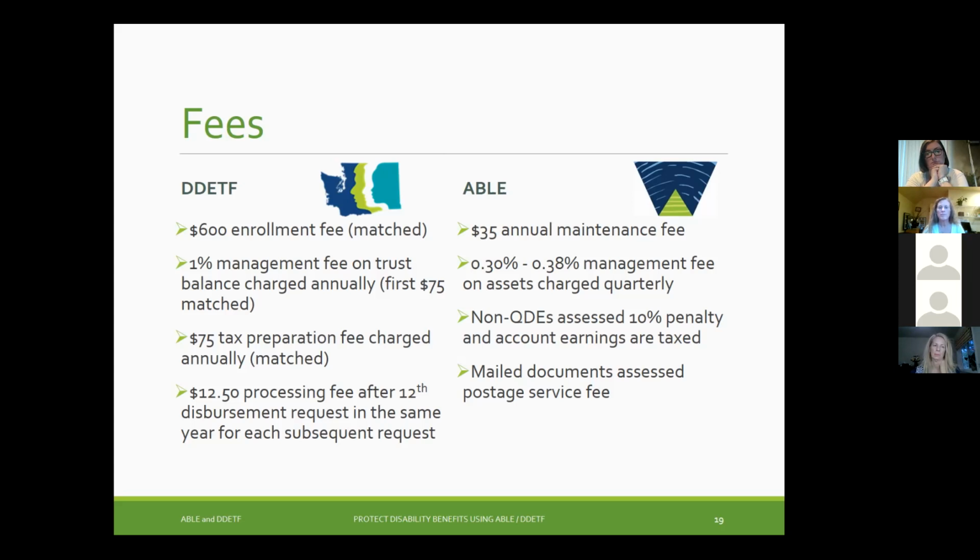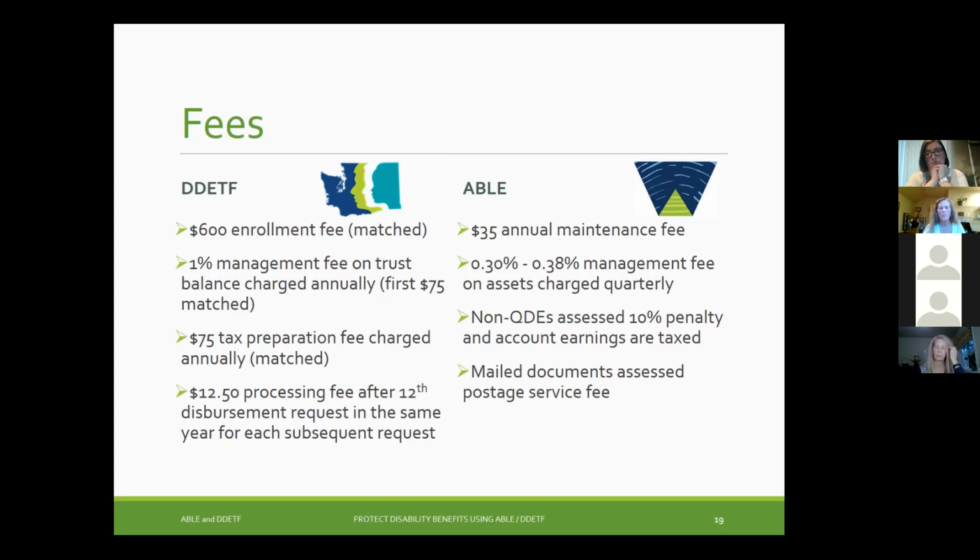If you have an account that's over $75,000, then you're capped at $750 per year in user fees, with that first $75 being matched. So you only pay $675 each year. The tax prep fee is that $75 is 100% matched. So we charge you $75 to do the work, and then we match your account back with $75.